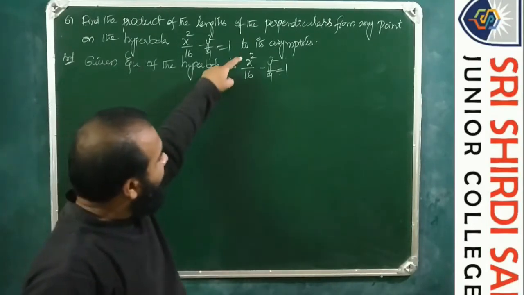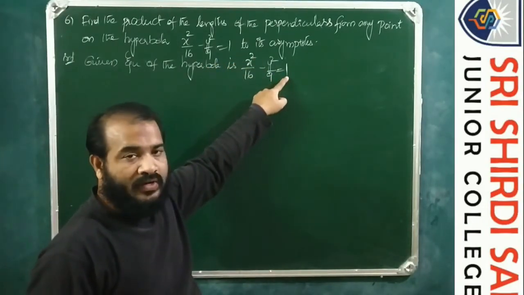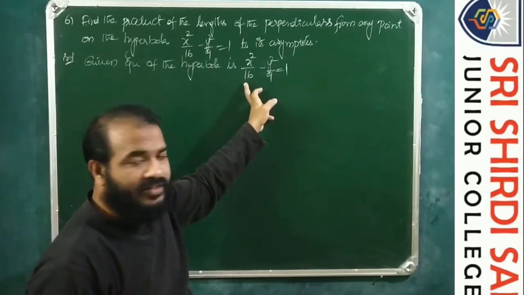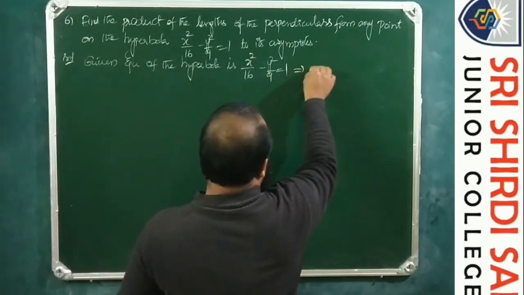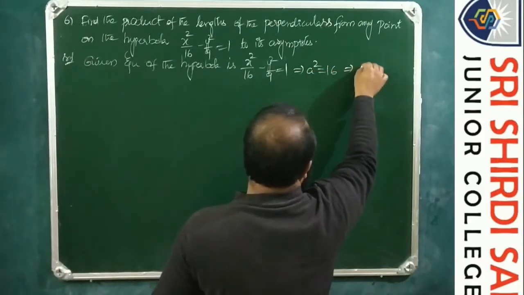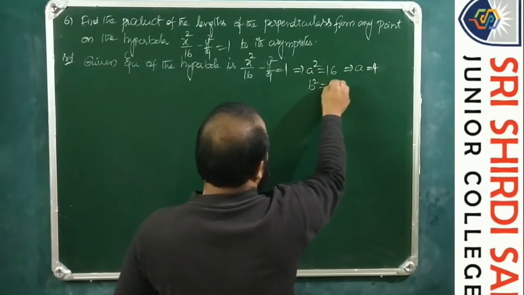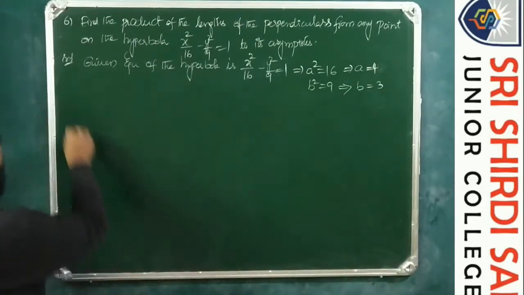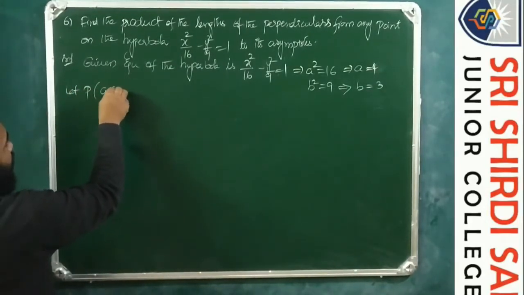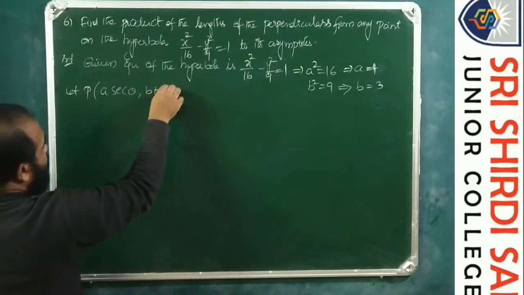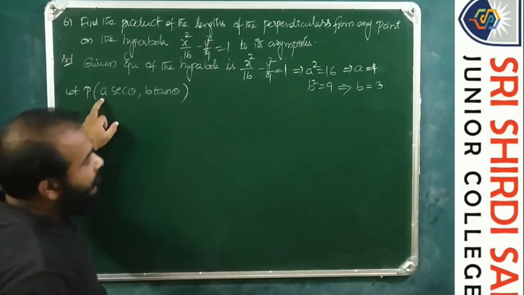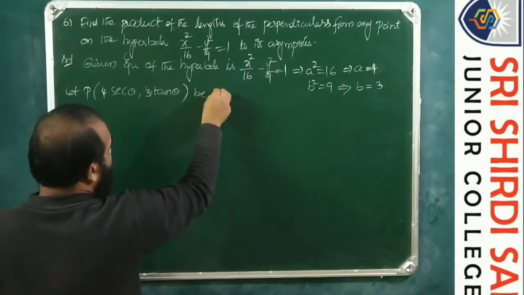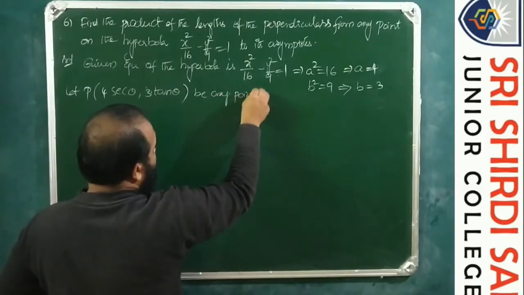So if x square by a square minus y square by b square equals 1 is the hyperbola, then what is the parametric point? A secant theta, b tan theta. So here a square is equal to 16, a is equal to 4, b square is equal to 9, b is equal to 3. So let P be a secant theta, b tan theta. So here a is 4. So 4 secant theta, 3 tan theta, be any point on the hyperbola.